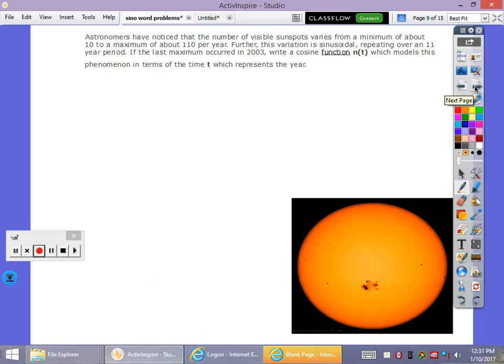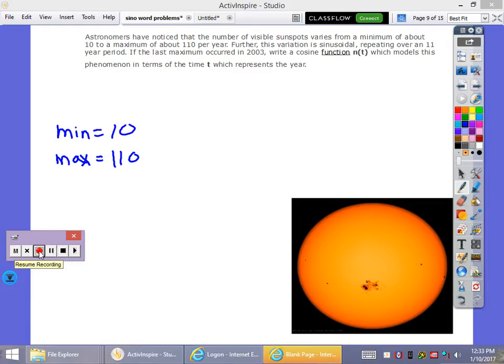Astronomers have noticed that the number of visible sunspots vary from a minimum of 10, so the min is equal to 10, and a max of 110. All right, so let's stop there. What can I use those two pieces to find? Amp and the 0 line. All right, 30 seconds. Find me the amp and the 0 line. All right, so what do you want to start with, amp or 0? Amp. All right, how do I find the amp?